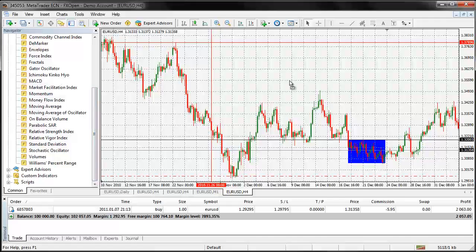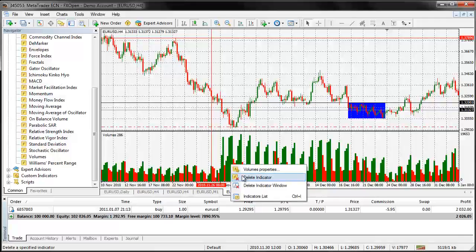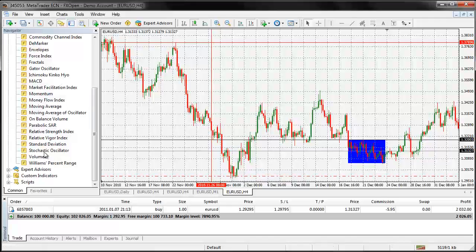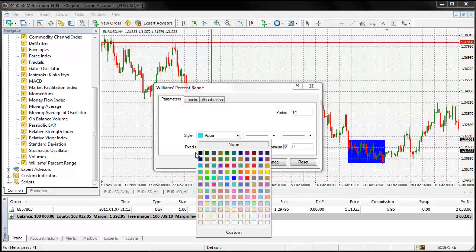Alright, the volumes. Again, it's quite hard to understand. I know the basic sense of it, but it's just too much mind processing, and it's too much for me. Alright, so I don't want to let you go through that pain either. Okay, so here is the Williams Percent Range, and this is again the same thing really.